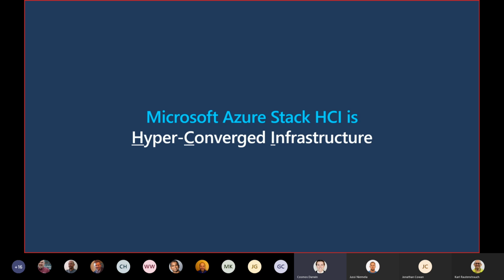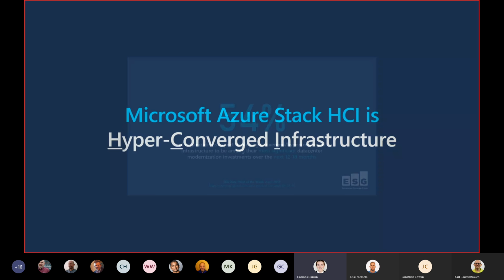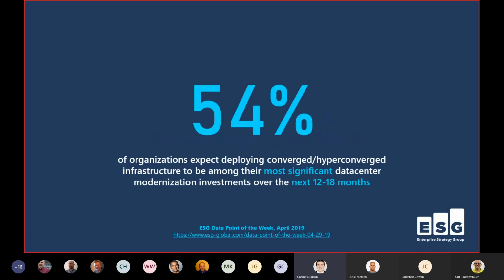So what is Microsoft Azure Stack HCI? And then as a follow-up question, what is it for, right? Azure Stack HCI is hyper-converged infrastructure. Let's start there. That's what the HCI stands for. And hyper-converged infrastructure, if you haven't heard of it, is really sort of having its moment.